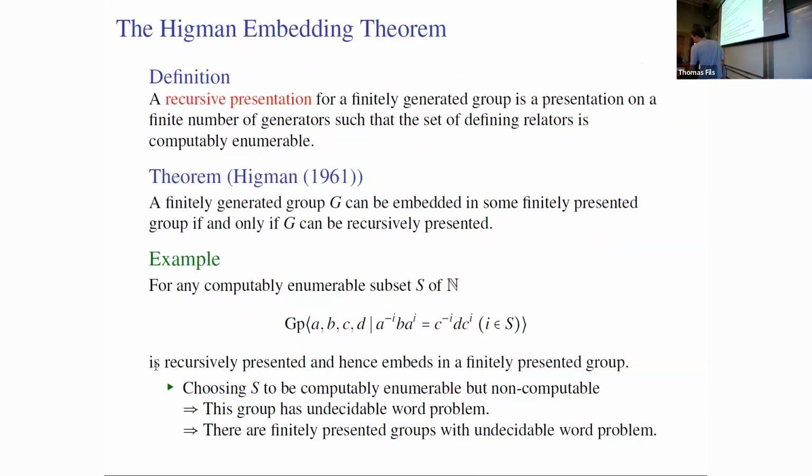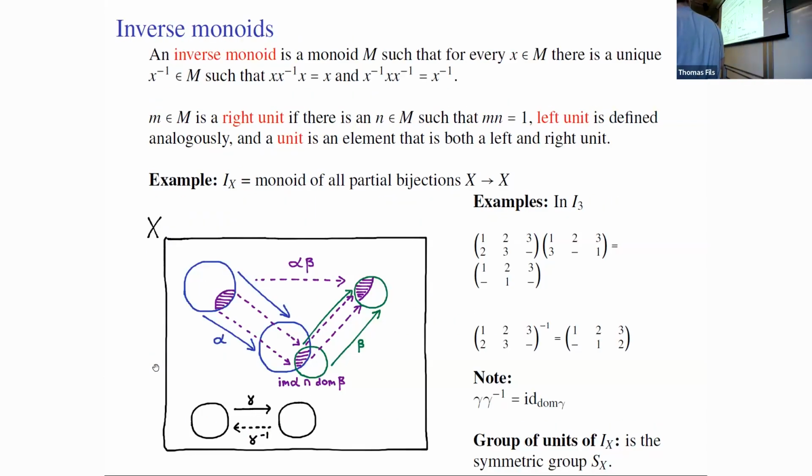Interesting. Okay, so that's stuff about groups. Let's keep going. So let me tell you what an inverse monoid is. The best place probably to start is with this picture. A typical example of a group is the symmetric group. In the symmetric group, you take some set, maybe 1, 2, 3, and you look at all bijections from that set to itself and the composition, and that gives you a group.